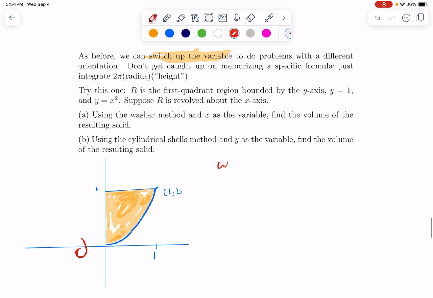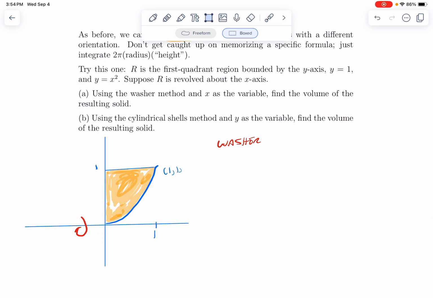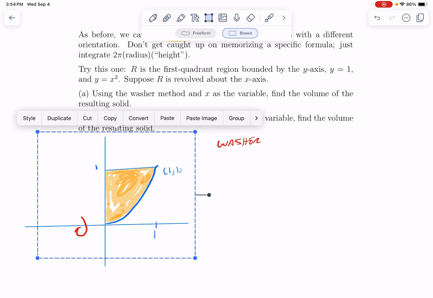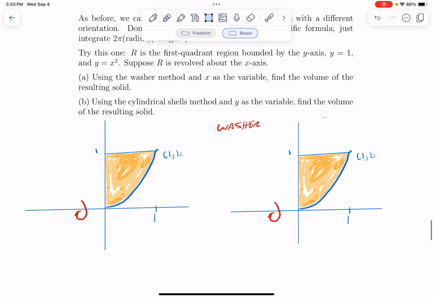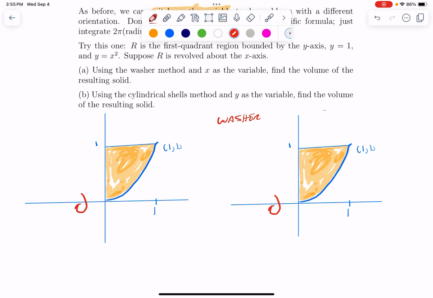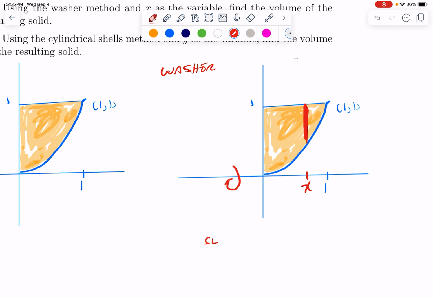So if we did washer method, let me make a copy of this so that I can draw on it multiple times. With the washer method, with x as the variable, we would imagine here's some x, here is the portion corresponding to x. Each slice would be a washer, and the area of that slice would be pi times the big radius squared minus pi times the small radius squared.